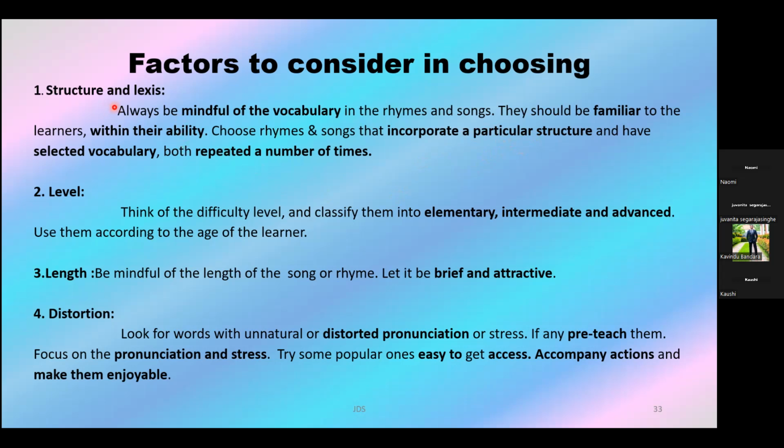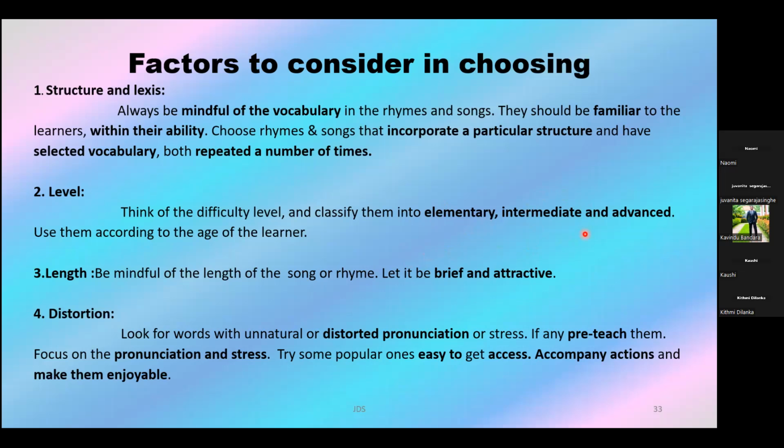So that is the first element we need to take into account, the language level, the vocabulary involved, and the structure of the song. Then the level of rhymes and songs can be classified into elementary level songs like Baba Black Sheep, Mary Had a Lamb, Rain Rain, all those things fall under the elementary category, which can be used with grade 1, 2 students.